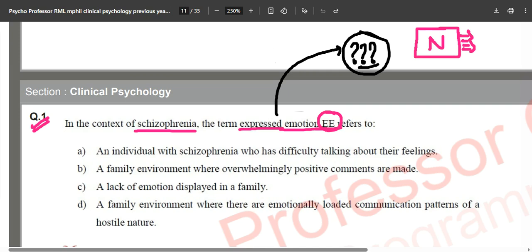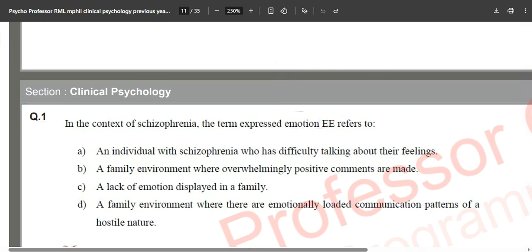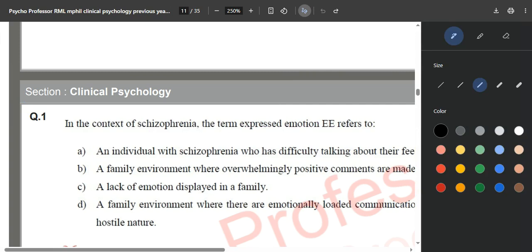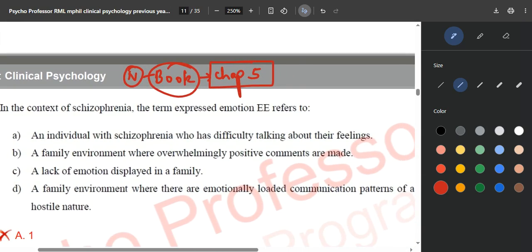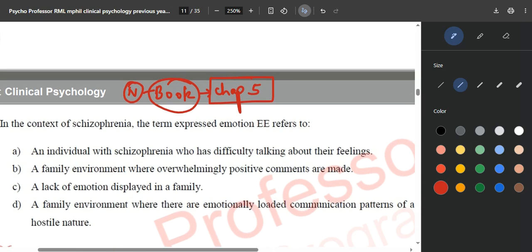This question is directly 100% from your Neeraj Ahuja, from your N book. The chapter is Chapter 5, chapter number 5 on schizophrenia. And don't worry, I will show you right now so you can witness it in this video. But before we start, let's have a look over here.